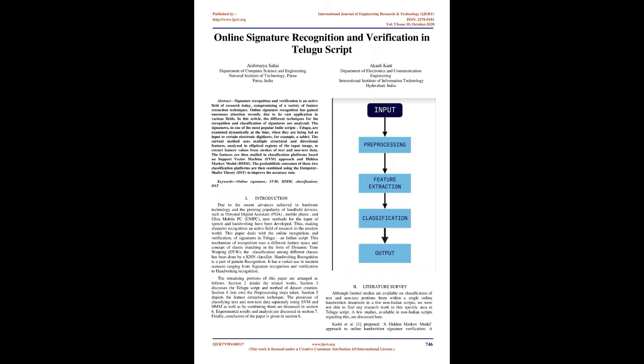The signatures, in one of the most popular Indic scripts, Telugu, are examined dynamically at the time when they are being fed as input to certain electronic digitizers, for example, a tablet. The current method uses multiple structural and directional features, analyzed in elliptical regions of the input image, to extract feature values from strokes of text and non-text data.